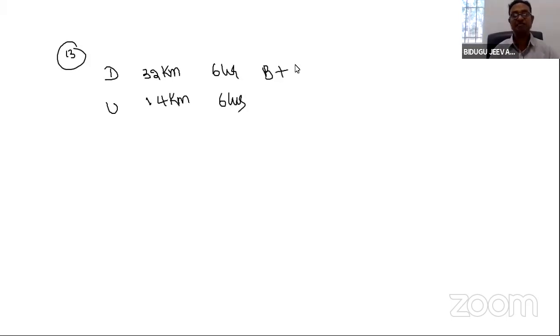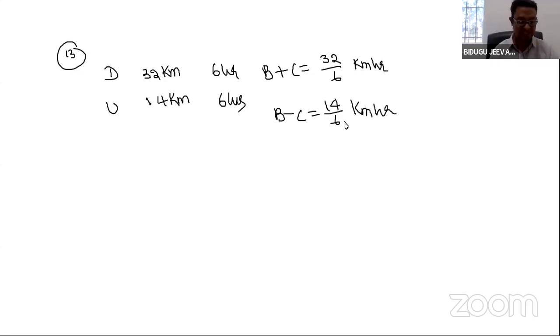A man rows downstream 32 kilometers and upstream 14 kilometers. If it takes 6 hours to cover each distance, wonderful. 6 hours here, 6 hours here. Let me write B plus C, because downstream, distance by time. B minus C, distance by time. This is kilometers per hour, and it is also kilometers per hour. What is the speed of the stream?